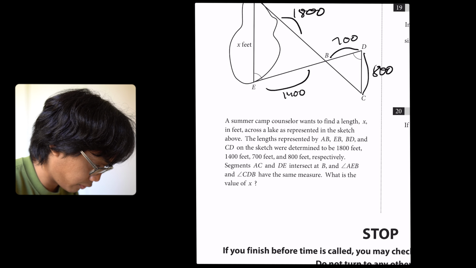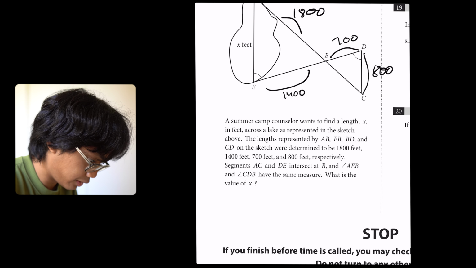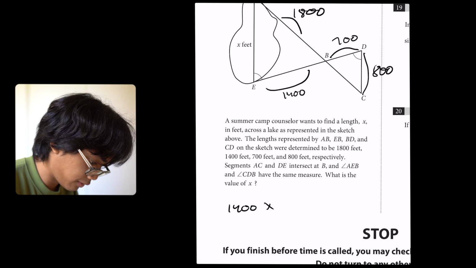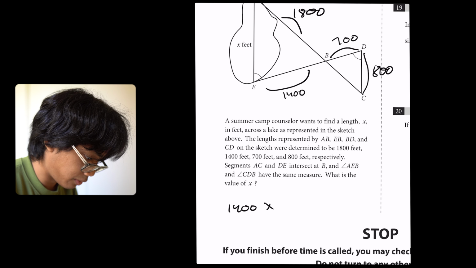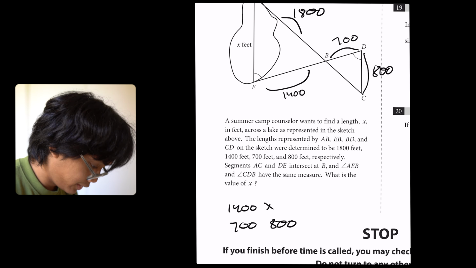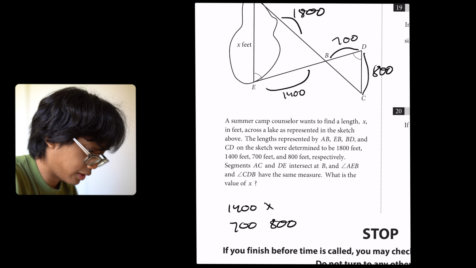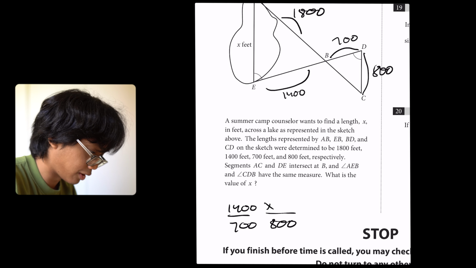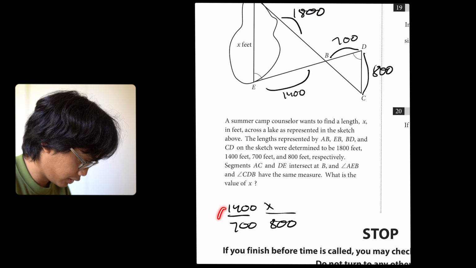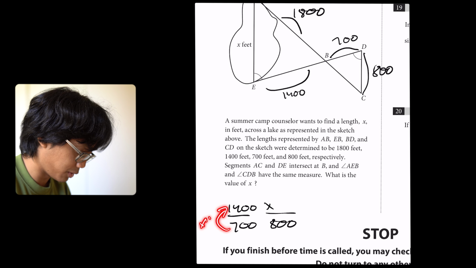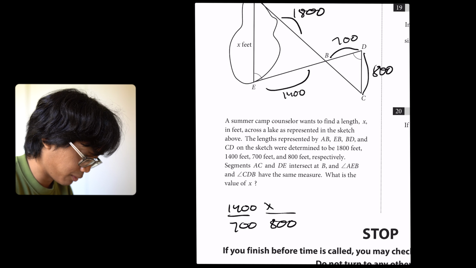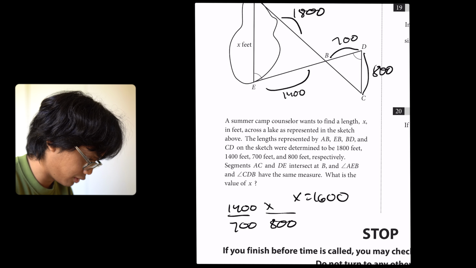So if we rotate it, we'll have 1400 and x, and then for the other triangle we'll have 700 and 800. Basically, you want to make sure that these ratios are the same, since the triangles are proportional, or whatever the term is called. So as you can see, 14 to 7 is times 2. So you also want to do times 2 here to make sure that it's all the same. So your x is going to be 1600.